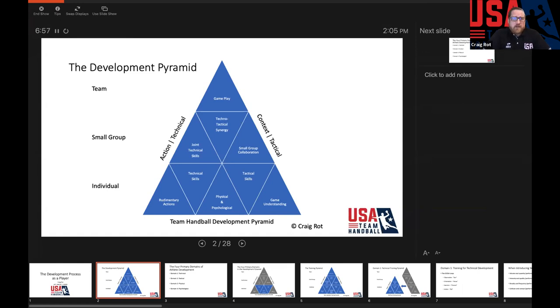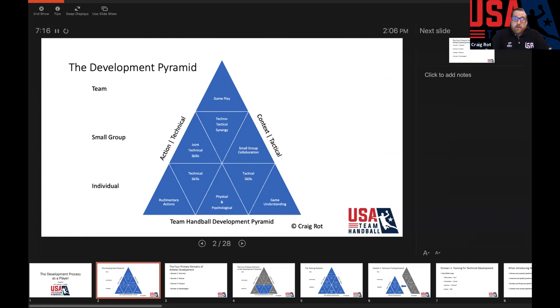the core of everything we're discussing today, the rest of today, is in that main hub, the physical and psychological. It's important to understand that this is the base of the player, the individual. That represents the individual, and he or she is reflective of all the other pieces around.